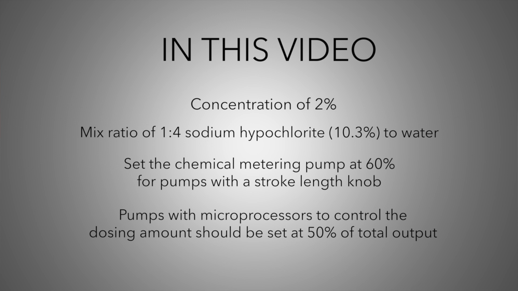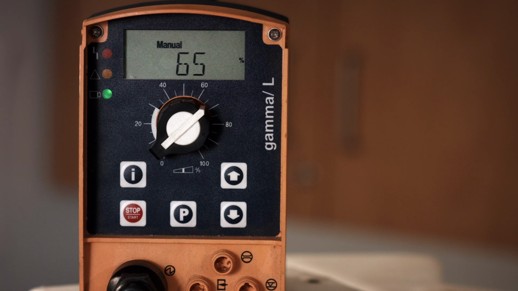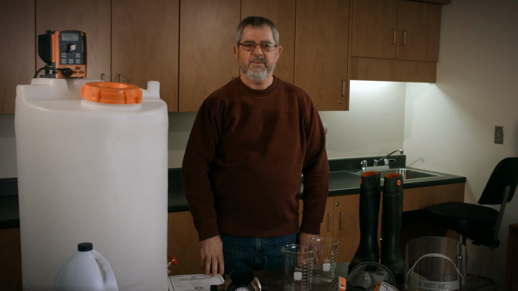A mix ratio of 1:4 sodium hypochlorite 10.3% to water will yield this concentration. Set the chemical metering pump at 65% for pumps with a stroke length knob. This is the midway point of the operating range. Pumps with microprocessors to control the dosing amount should be set at 50% of total output. This allows for equal amounts of dosing range for increasing or decreasing injection amounts.